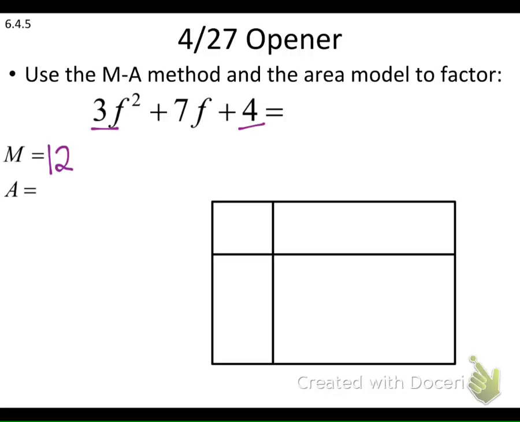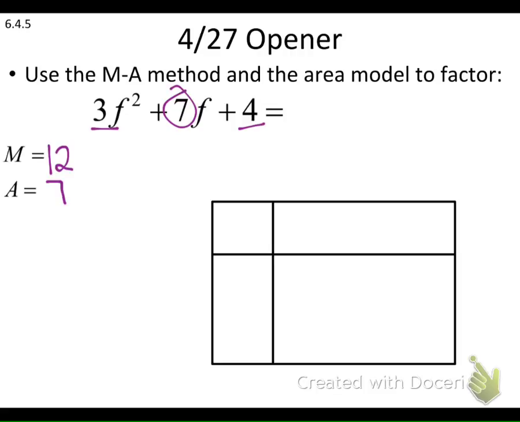And then what is our A going to be? A is going to be 7. How do you know that, Kelsey? Right, because it's the only coefficient that we have left. So our A is going to be 7.